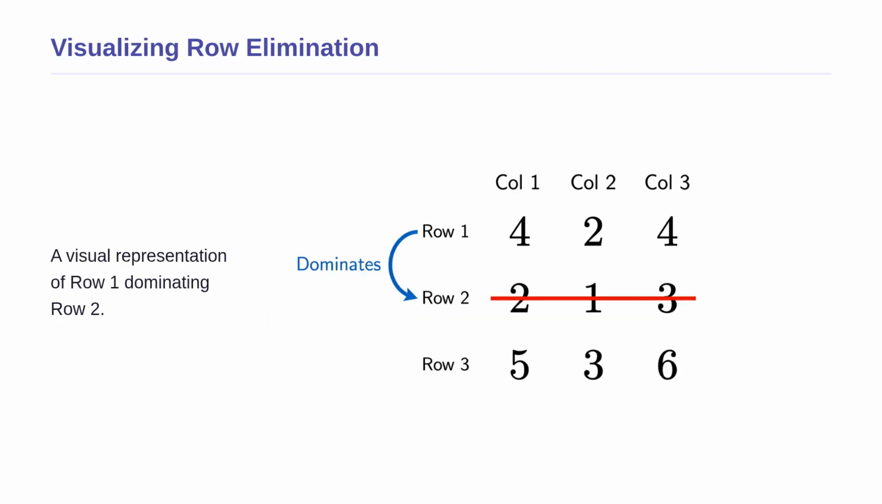Before we move on, let us see this with a concrete visual example. Look at the diagram on your screen. We have a 3 by 3 matrix. Notice the blue arrow pointing from row 1 to row 2, labeled dominates. If you compare the numbers, 4 is greater than 2, 2 is greater than 1, and 4 is greater than 3. Because player A wants to maximize their score, row 1 is clearly superior. Therefore, row 2 is completely crossed out with a thick red line. This visual crossing out is exactly what you should do on your own paper when solving these problems.